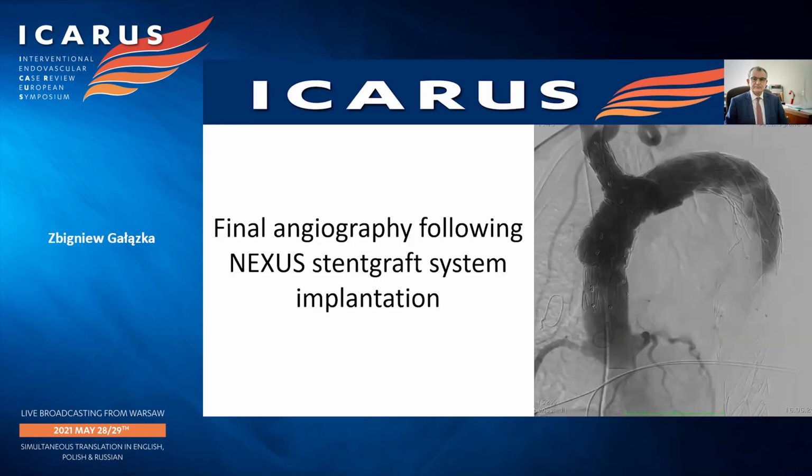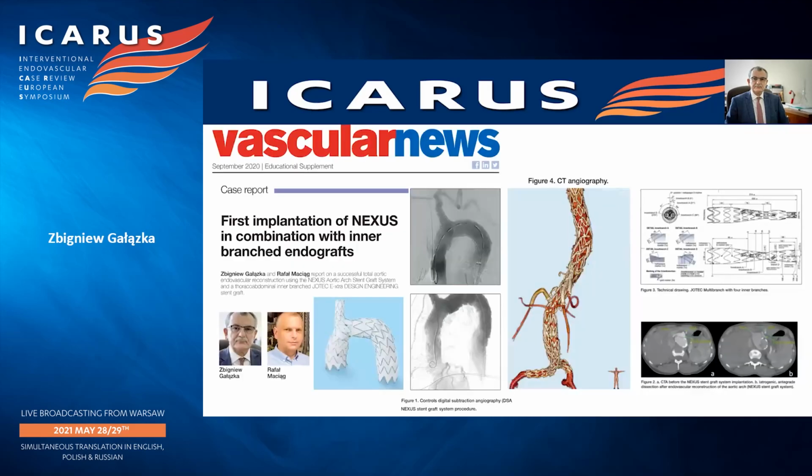This is the final angiography following the Nexus stent graft system implantation. You can see the complete exclusion of the aneurysm in the aortic arch and the good patency of the brachiocephalic trunk. We completed the treatment of this patient.